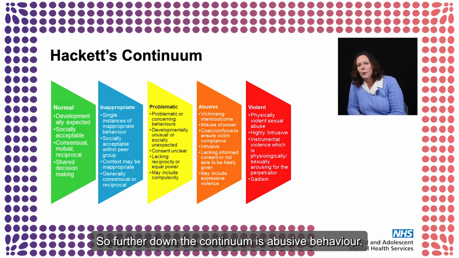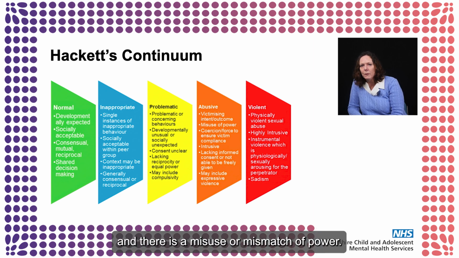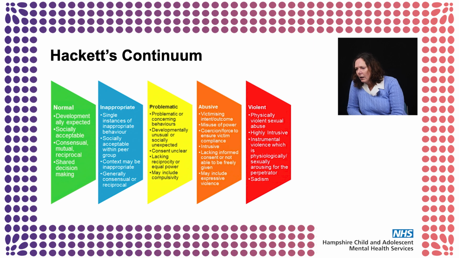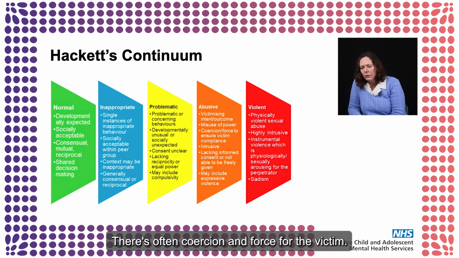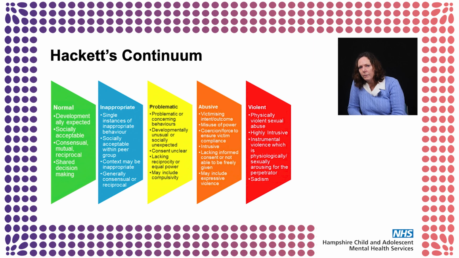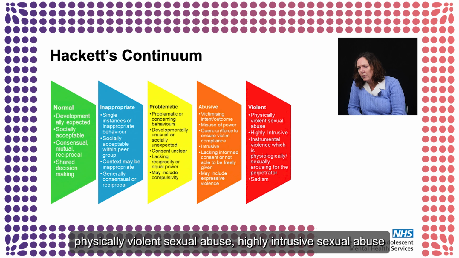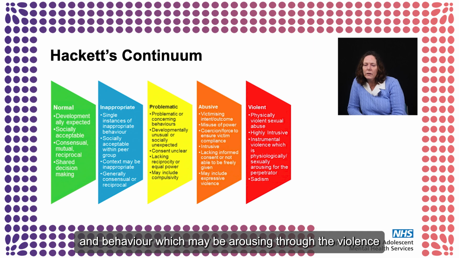Further down the continuum is abusive behaviour. This often has a victim, and there is a misuse or mismatch of power. There's often coercion and force for the victim. Behaviour is not socially acceptable, and it may include some expressive violence. At the end of the continuum is violent behaviour, and here is where we would see physically violent sexual abuse, highly intrusive sexual abuse, and behaviour which may be arousing through the violence for the perpetrator.